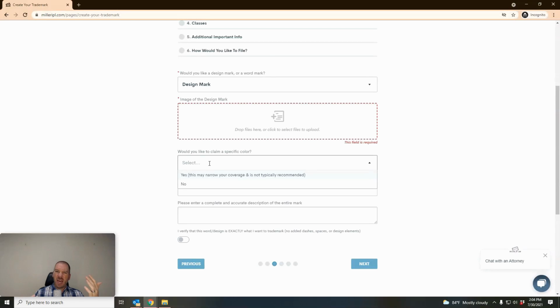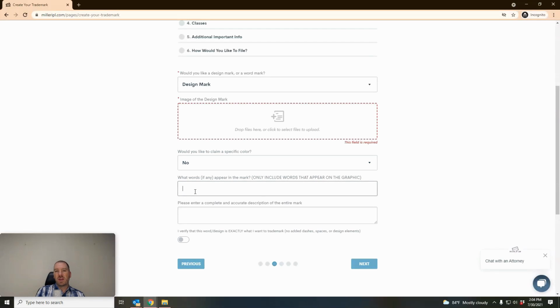So if you think of Mary Kay, they oftentimes will have pink, or you have pink Cadillacs, or some football teams will have a specific red on their football field. Those are specific colors. They want that color specific to them because that's what they're using. Most people, you don't care on your logo. If it changes the color, but it still looks like your logo, you're going to want to be covered. So unless you want that specific color, which is generally a much narrower claim and not typically recommended, you're normally going to select no.